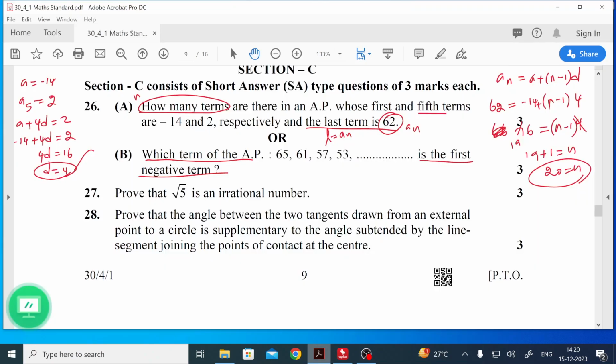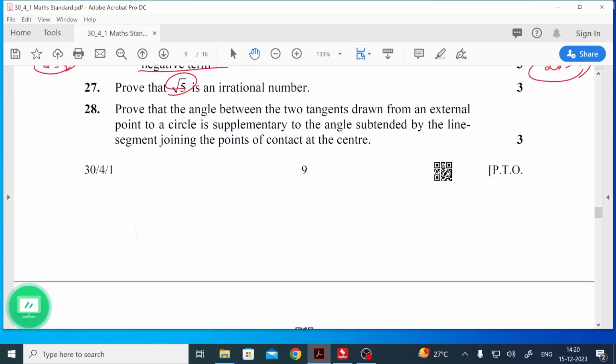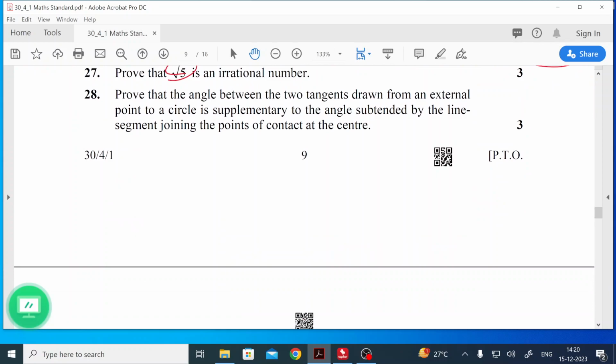Next, this is from the textbook. Prove that the angle between two tangents drawn from an external point to a circle is supplementary to the angle subtended by the segment joining the points of contact at the center. This is also book back. If you draw like this, with center O and points A, B, P.